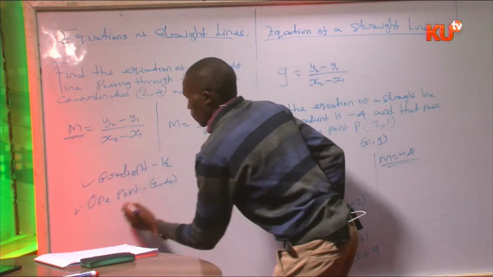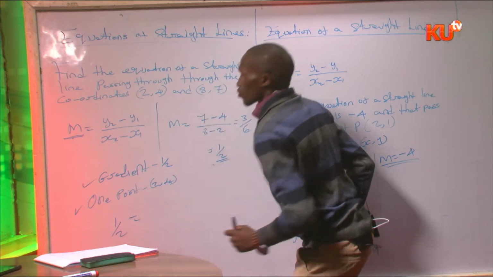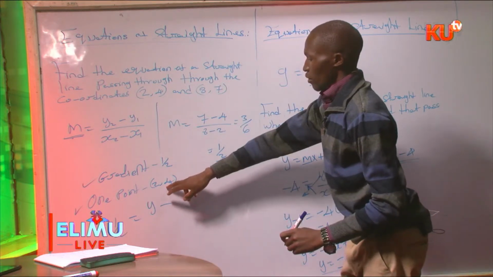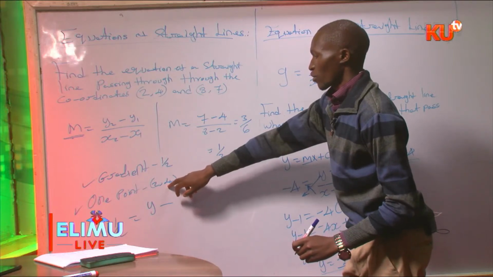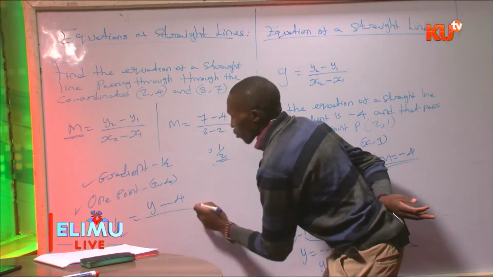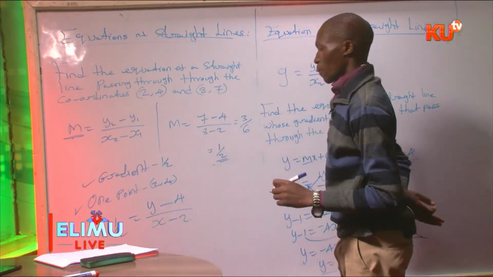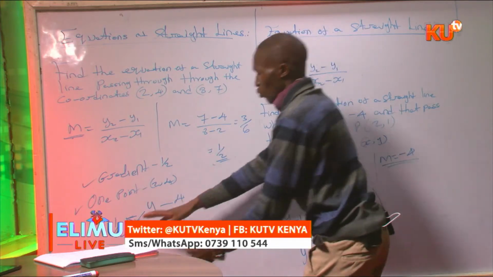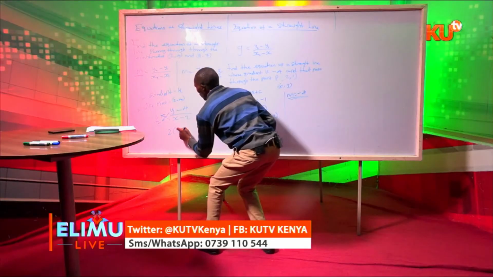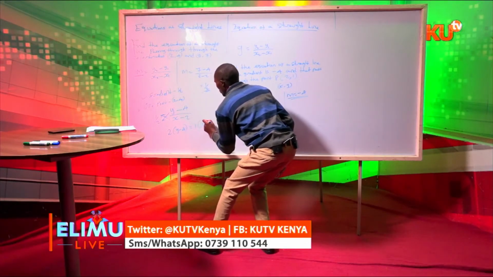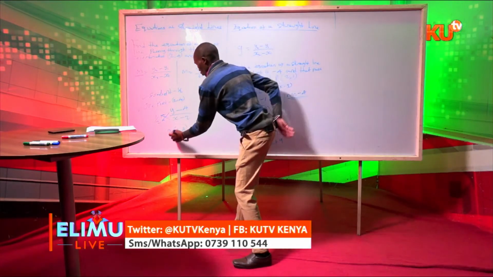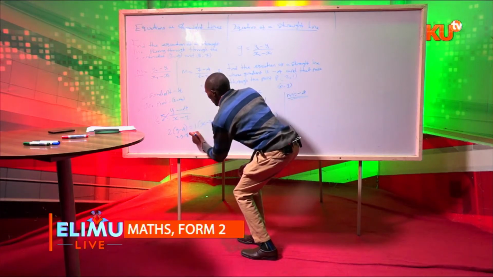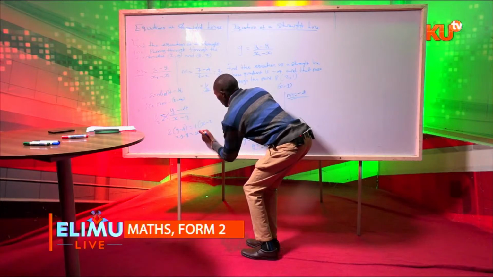So we apply this, we have the gradient, it's a half, equals, I've said we introduce a y, so y minus the y coordinate on this coordinate, so y minus 4 all over x minus 2. So cross multiplying this, and where the y remains on the left hand side, so we start with y, so 2 into bracket y minus 4 equals 1 into bracket x minus 2. So open up this bracket, you have 2y minus 8 equals 1 times x is x, 1 times negative 2 is negative 2.